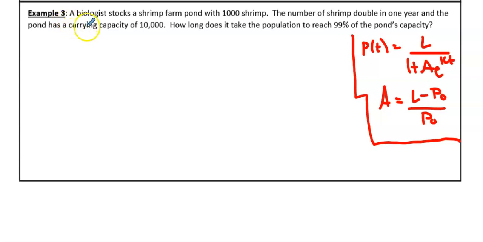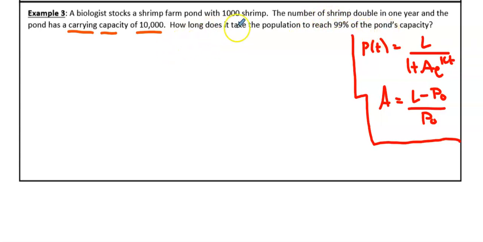The question says a biologist stocks a shrimp farm pond with 1,000 shrimp. The number of shrimp doubles in 1 year, and the pond has a carrying capacity of 10,000. How long does it take the population to reach 99% of the pond's capacity?